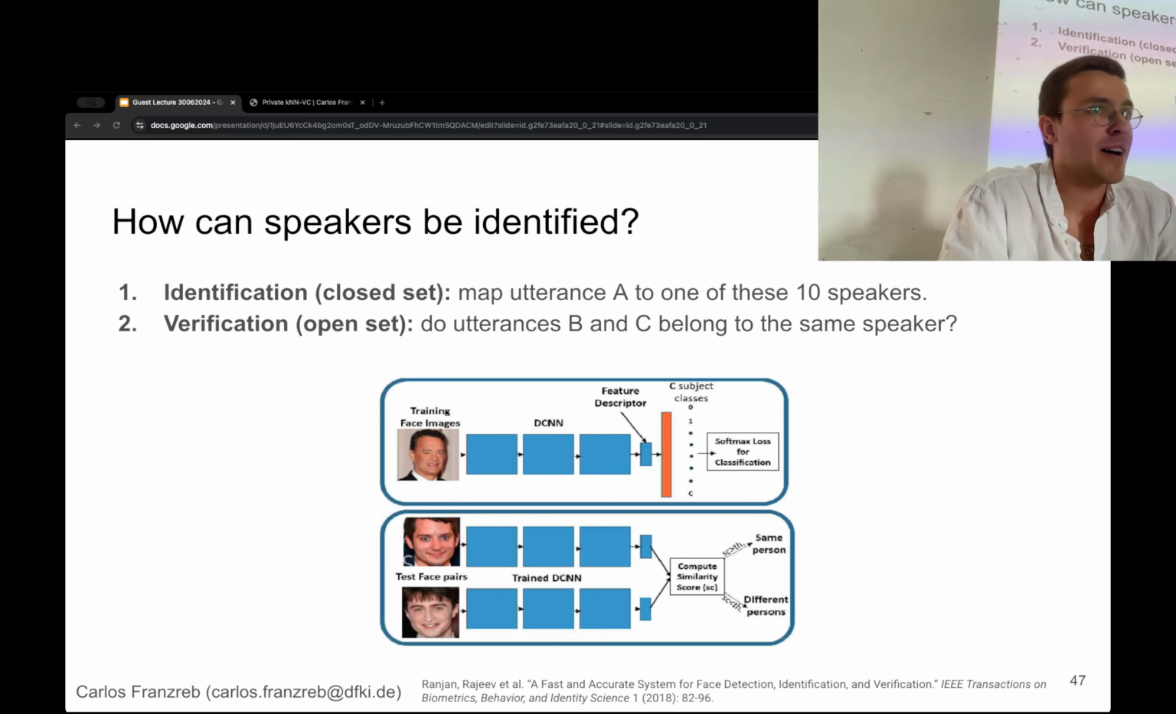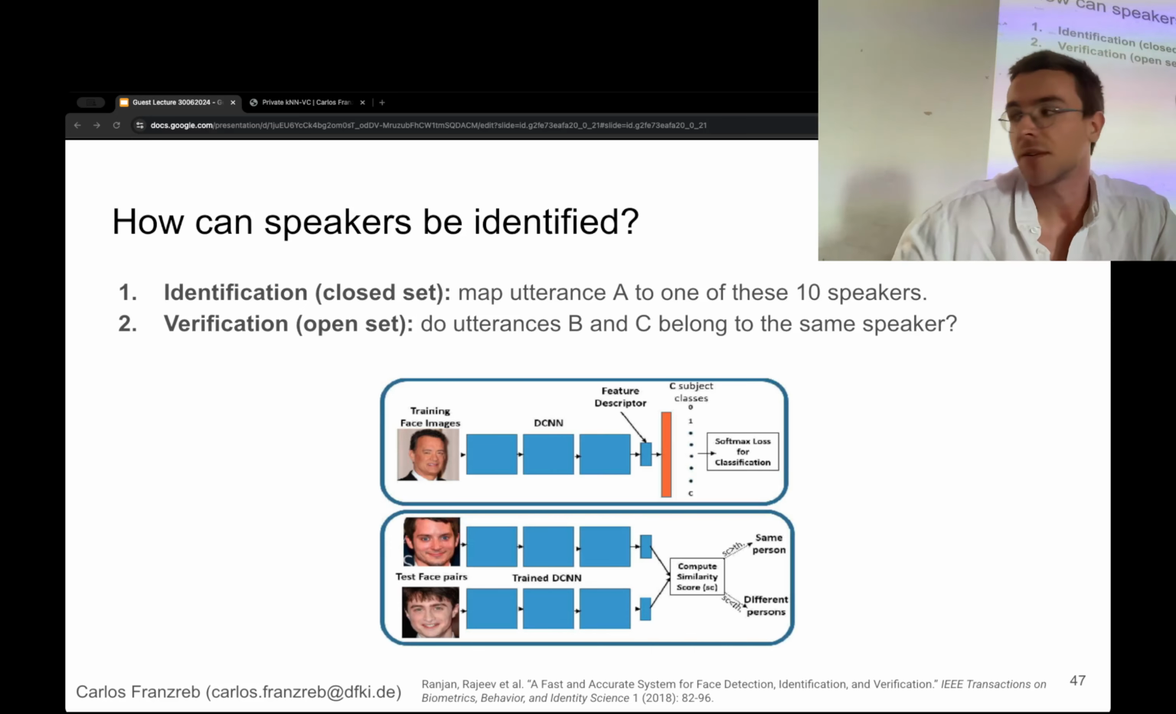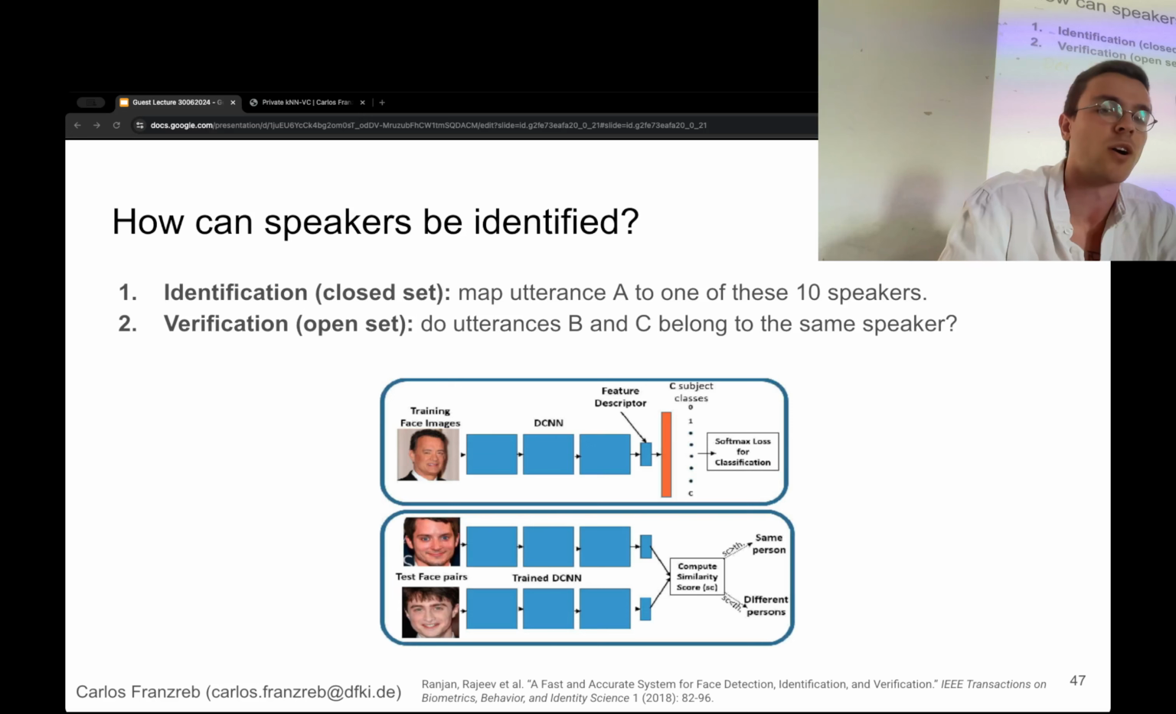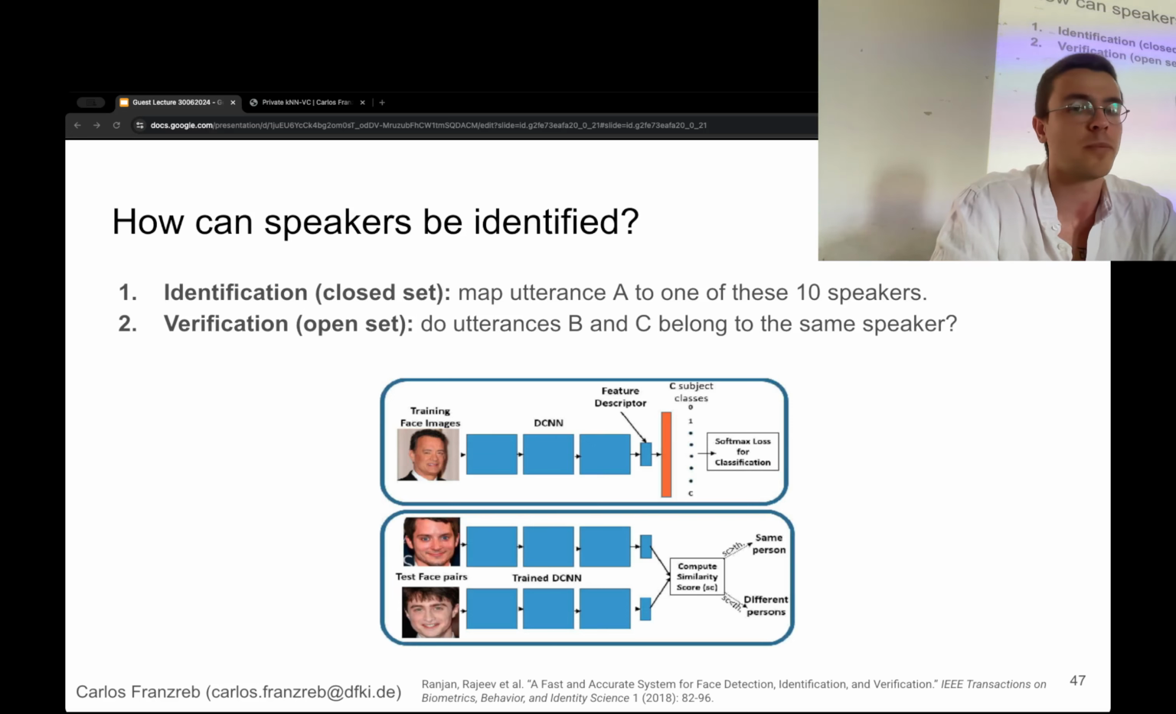So you can have any two utterances, and you have to see whether they belong to the same speaker or not. Could be the same speaker, could be not. It's different speakers than the ones you see in your training. So you need to be much more robust.